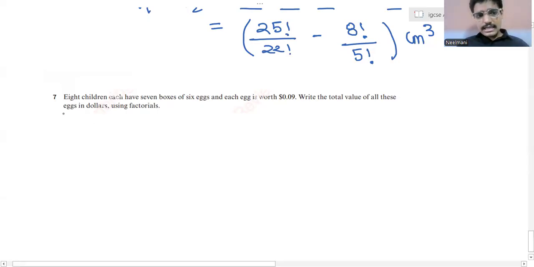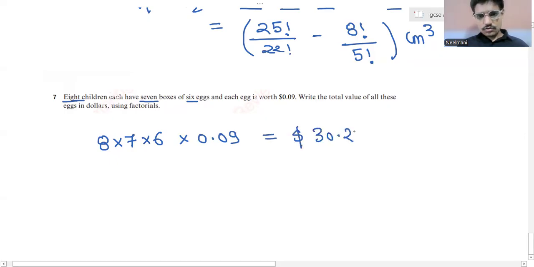First of all, keep a habit of tracking the data. This is 8 children, this is 7 boxes, and this is 6, and they're talking about each one of them. So you would get 8 children into 7 boxes into 6 eggs. These are the total number of eggs, correct? And what is the cost of each egg? That is $0.09, correct? So you would get something like $30.24, right?